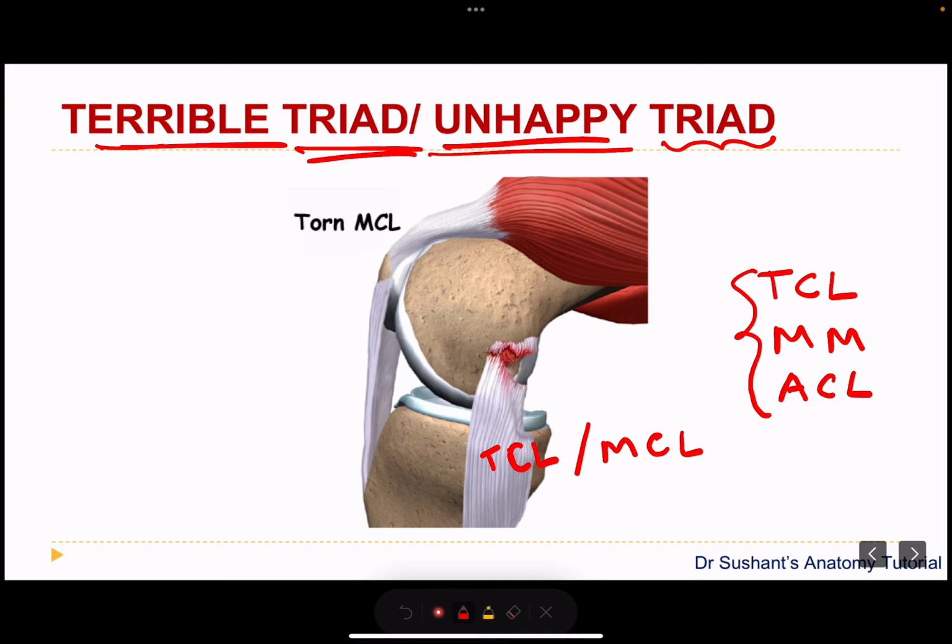So you can imagine placing the foot on the ground with a semi-flexed knee, and you are being tackled on the lateral side. So you get a blow on the lateral aspect of the knee joint. So there is a forceful abduction of the knee joint along the medial side. So this will result in the tearing of the medial meniscus.